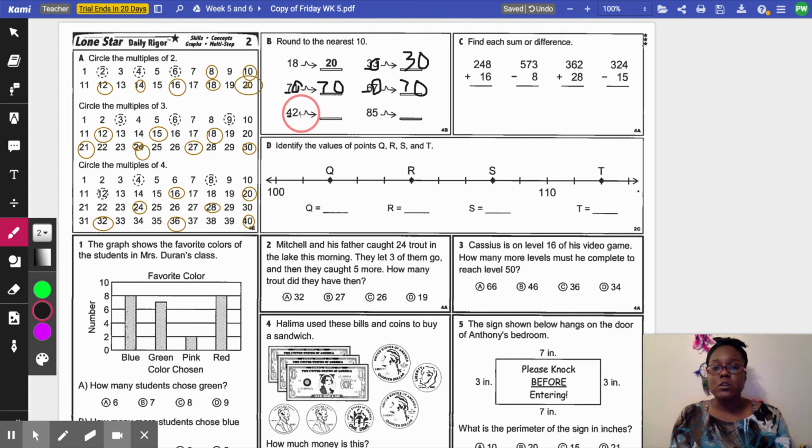42 is 2 away from 40, so it's closest to 40. 85 is right in the middle of 80 and 90. When it's right in the middle, we know we just round it up to 90.